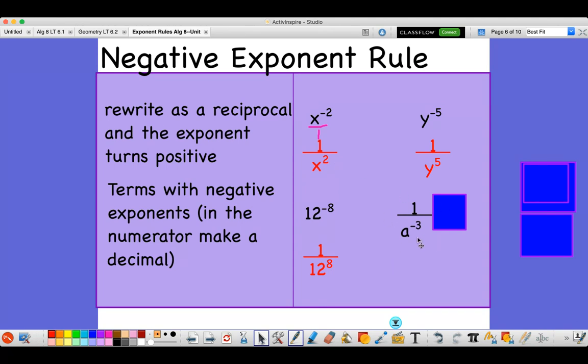Now, what about this one? You have 1 over a to the negative third. Remember, it didn't just say put it in the denominator, it said flip it. So if I flip this, that means that a to the negative third now comes up here, and that 1 goes in the denominator. And so you end up with a to the positive 3. That could be over 1, but you don't have to write that over 1. It's just a to the third.